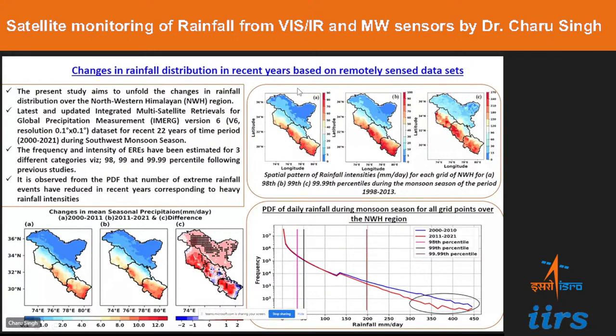Seasonal mean rainfall is witnessing an enhancement over the NWH region, but the number of extreme rainfall events corresponding to the heavy rainfall intensities is actually decreasing. Such fine scale resolution data is available only from the IMERG data set. Apart from that, you may also go with the INSAT-based rainfall like the HE rain or the IMR rainfall. In those cases also we are getting very good spatial resolution, and such analysis can be done to get a fine scale structure of the rainfall characteristics over these vulnerable states of India.